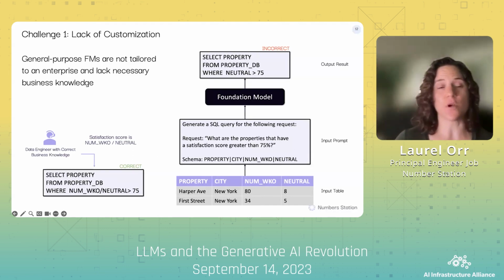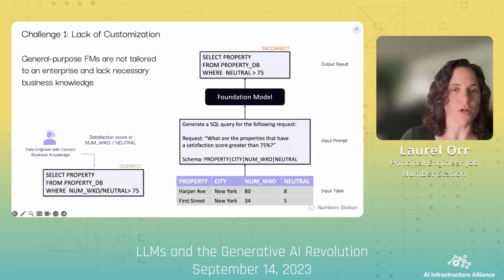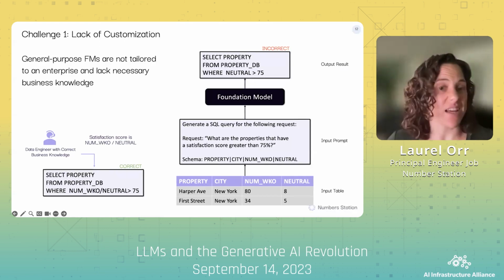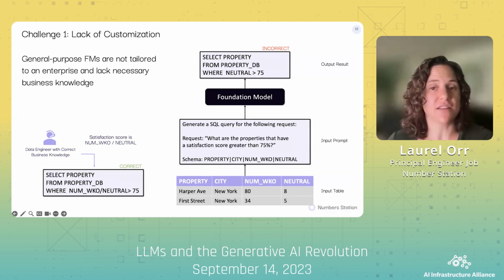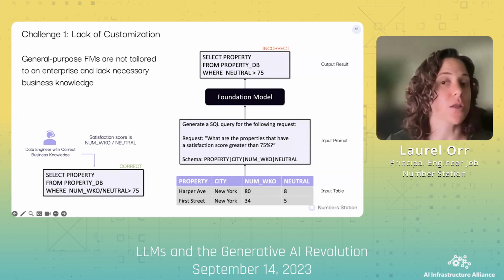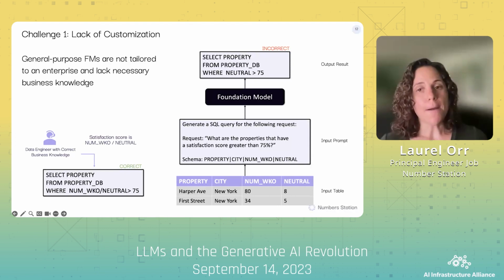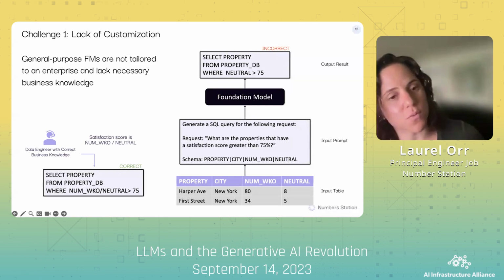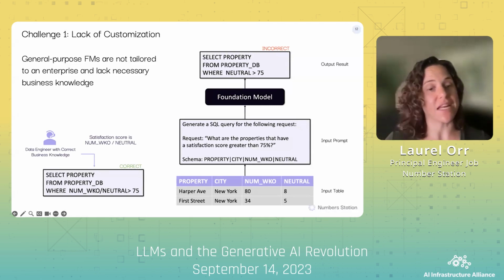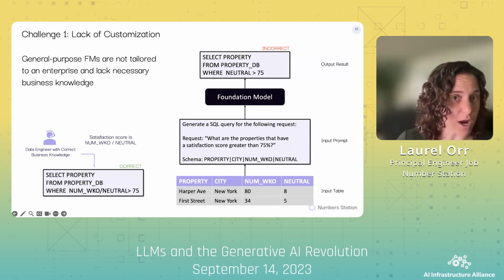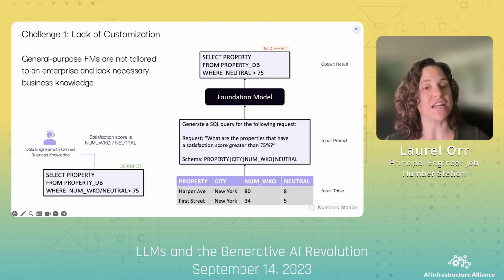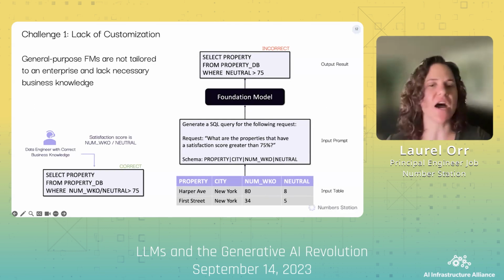If you actually feed this query to an available proprietary model online, it'll guess an answer. It makes sense what it guesses, and in this case, it's going to guess that the column neutral is greater than 75. Now, this may seem reasonable, but it's actually completely incorrect and doesn't at all answer what the user wants. If you interact with a data engineer who understands the required business logic, they'll tell you that the satisfaction score is a very specific business metric defined as the fraction of num.WKO divided by neutral.